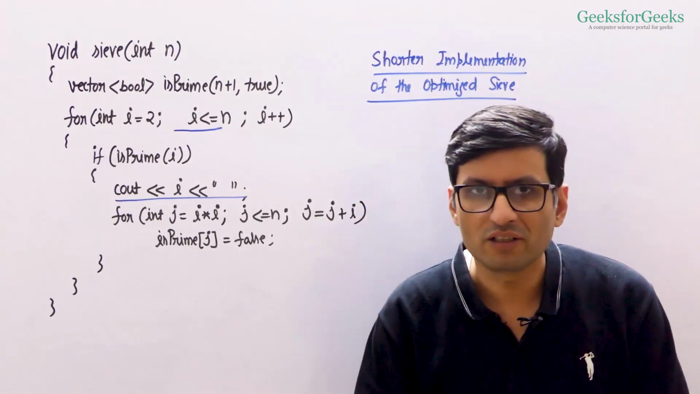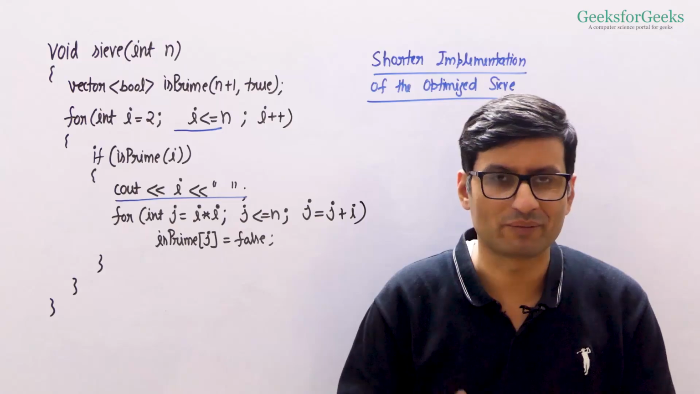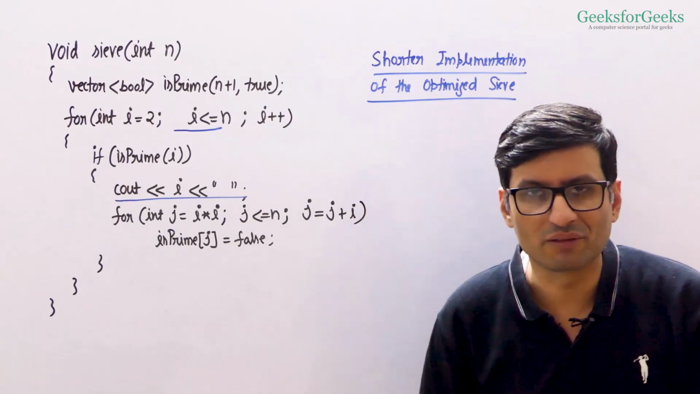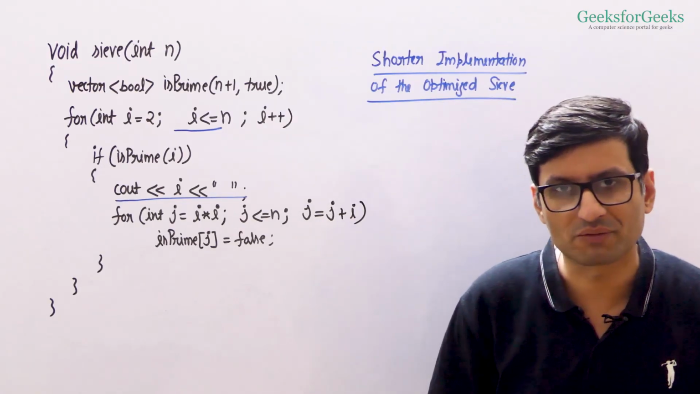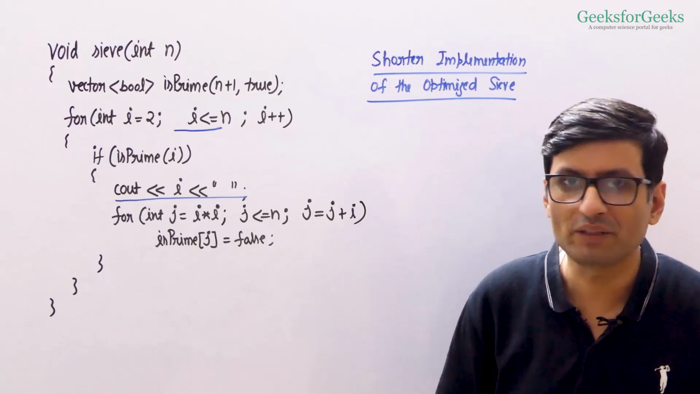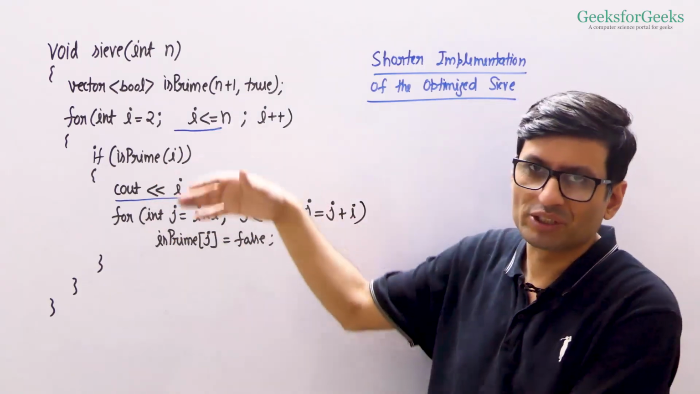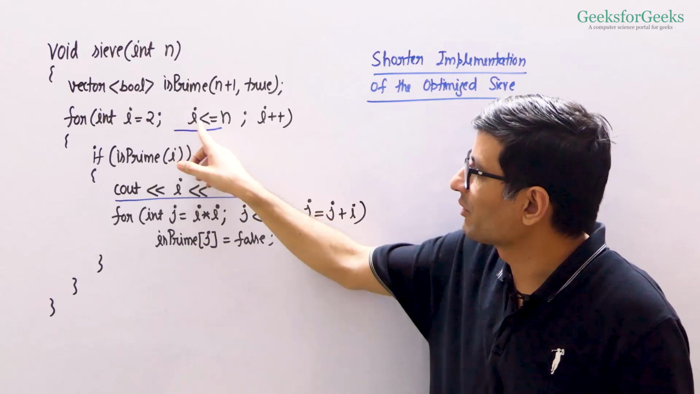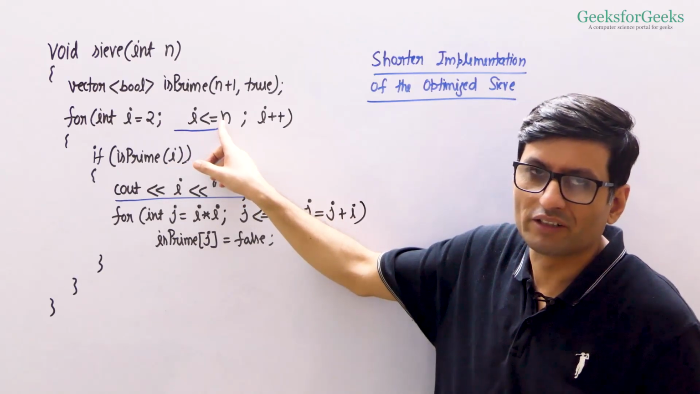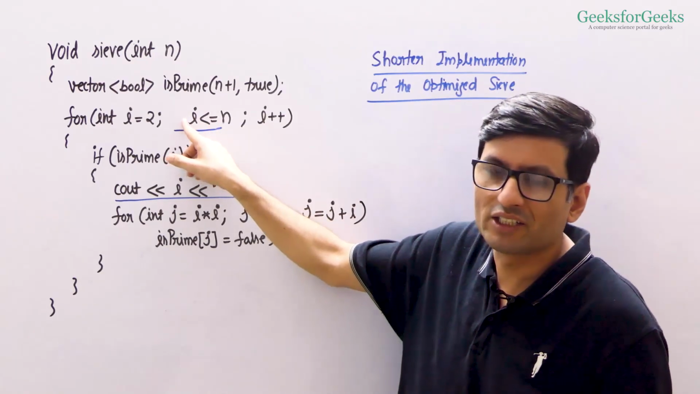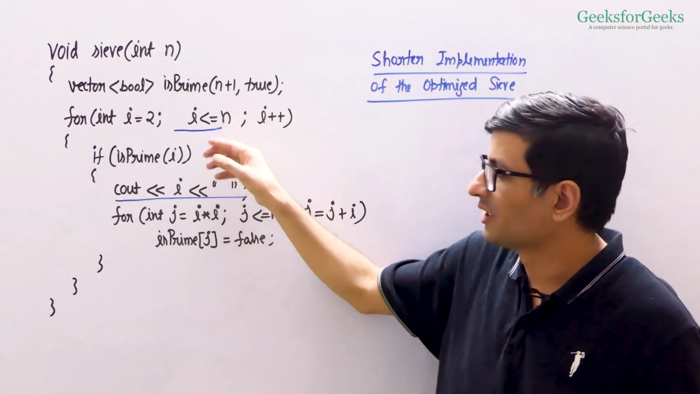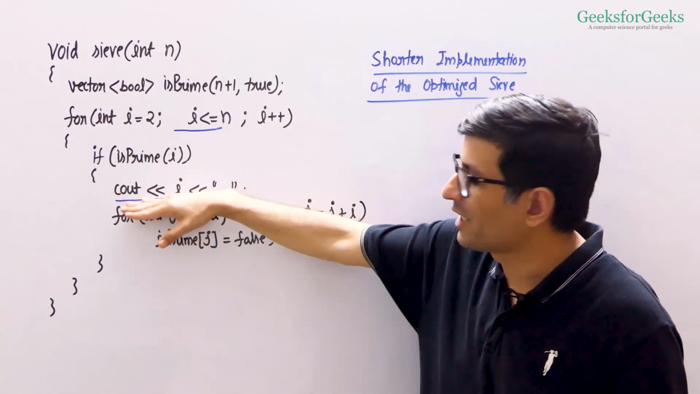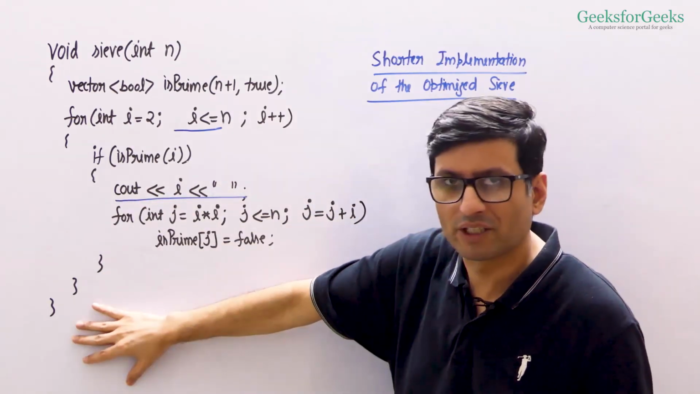Here is our final shorter implementation of the optimized sieve. Time complexity wise, this solution is the same as the previous one. Performance wise should also be the same. The only thing is we have reduced the code length. What we are doing now, we are running a loop from i equal to 2 while i is smaller than or equal to n. Earlier this condition was i into i smaller than or equal to n. So what are we doing inside this loop? We are printing i also. We have removed the separate loop.